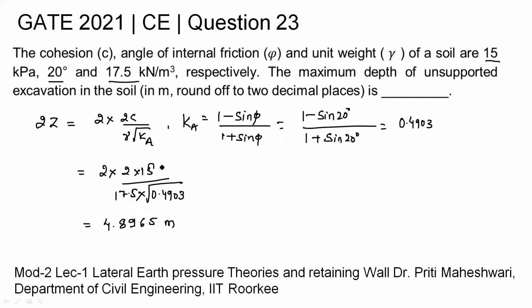But you cannot write this one. Why? Because in the question it is clearly mentioned to round off to 2 decimal places. So always consider this instruction given in the question while answering. So just round off to 2 decimals, it will be 4.90 meter. So your answer will be 4.90, and it will be your answer. Thank you.